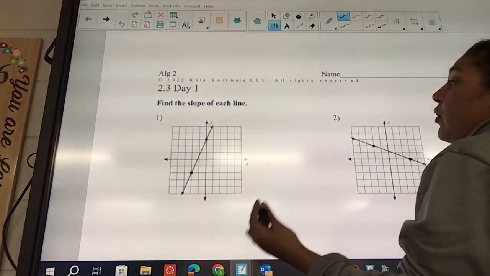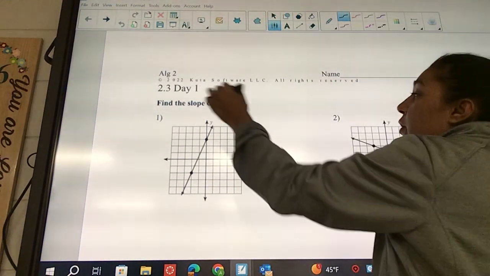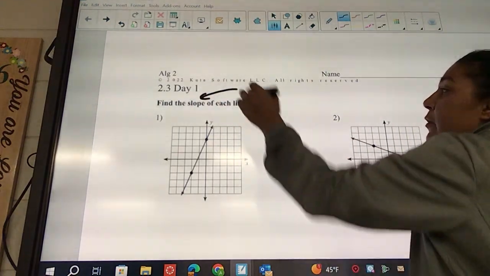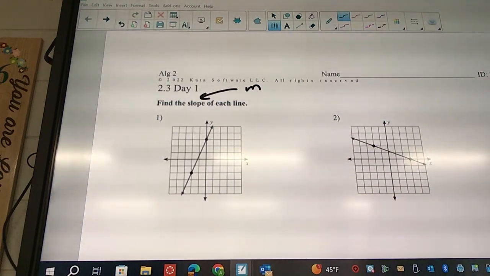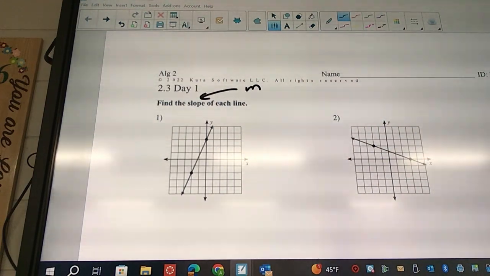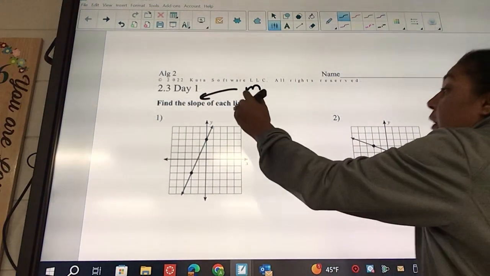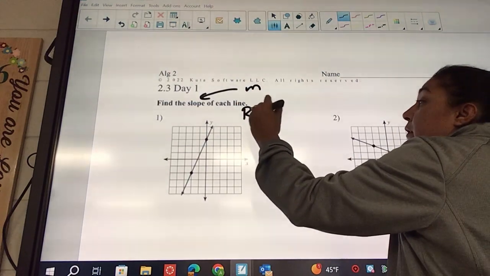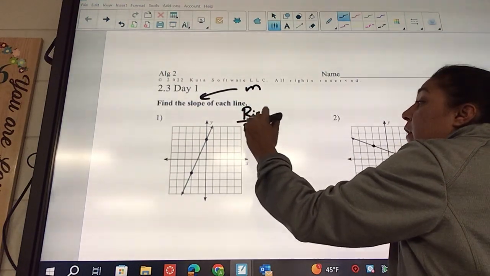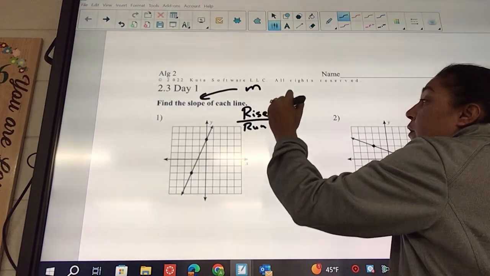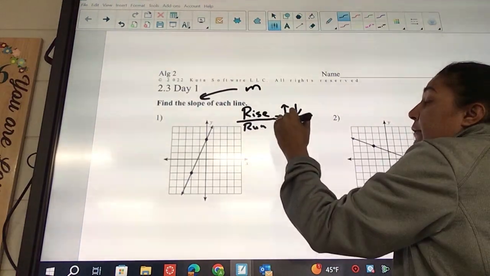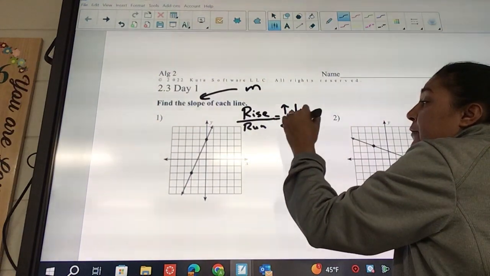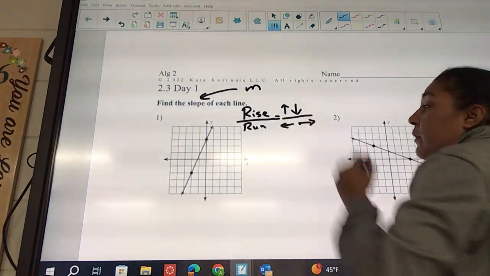Okay, so the slope, first of all, and we're just going to cover this now. The letter you're going to see for slope is often M. And on a graph, and on a graph only, we call it the rise over the run. In other words, this is our up and down. How much do we go up or down, versus how much do we go either left or right?